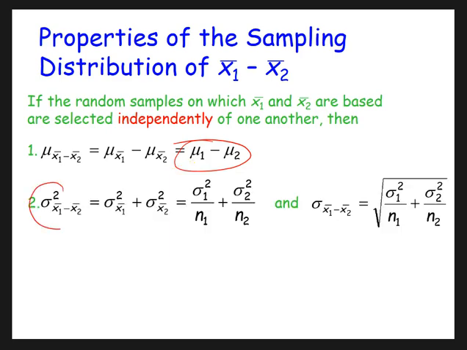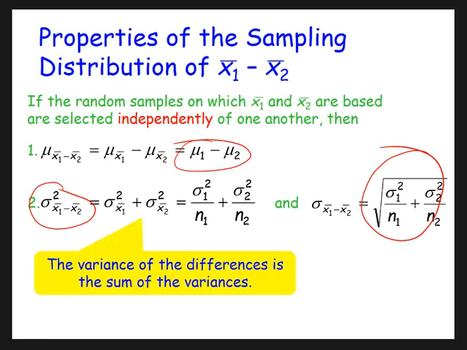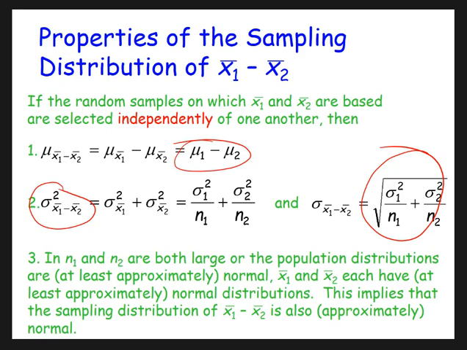The standard deviation for the difference in the means, again, is going to be found by taking the sum of the two standard deviations of the population squared, which gives us this little formula here for combining those standard deviations. So the variance of the differences is just the sum of the individual variances. Now, if N1 and N2 are both large, or the population distributions are approximately normal, X1 bar and X2 bar each have at least approximately normal distributions. This implies that the sampling distribution of the difference of those means is also approximately normal.